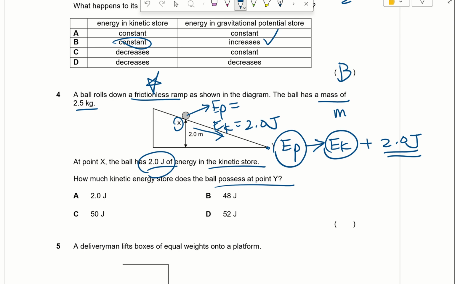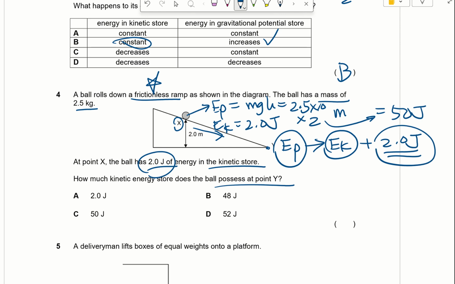So I can use EP equals mgh. Mass is 2.5, the g is 10 on Earth, multiplied by a height of 2 meters. So it will be 50 joules. Don't forget the initial energy in the kinetic store is 2, so we add them up together, it will be 50 joules. So answer is D.